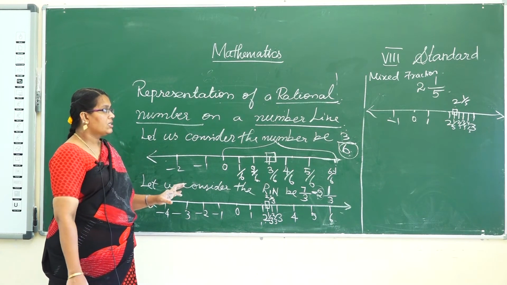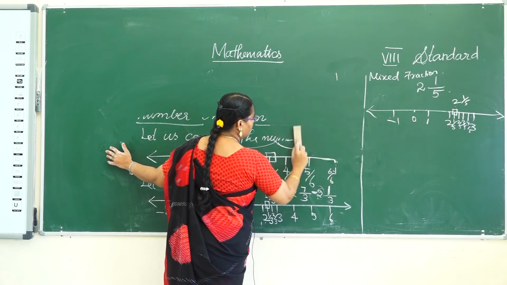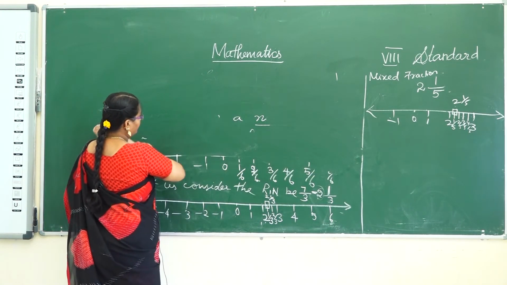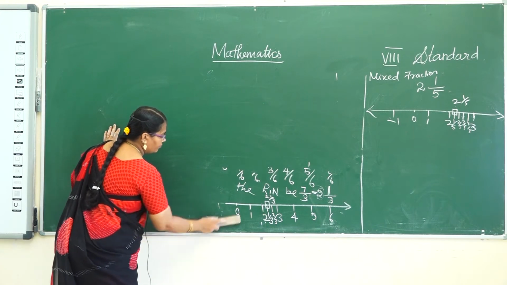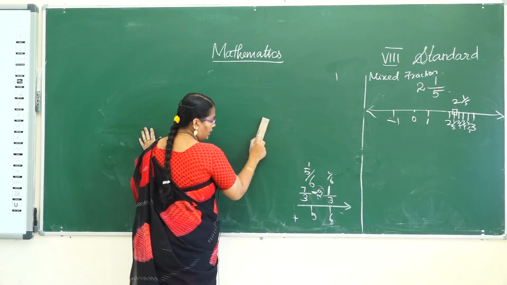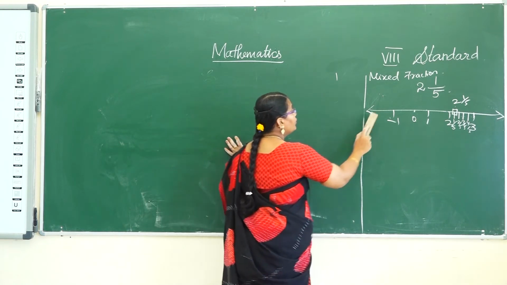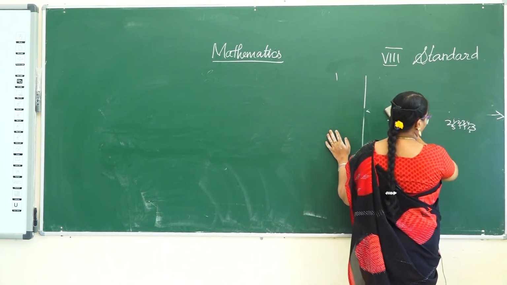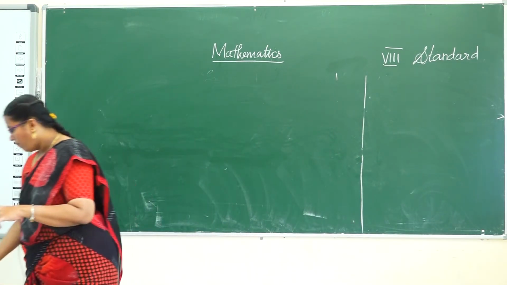I hope you all understand the concept of plotting a rational number on a number line. Next one: how do you compare rational numbers without a number line?